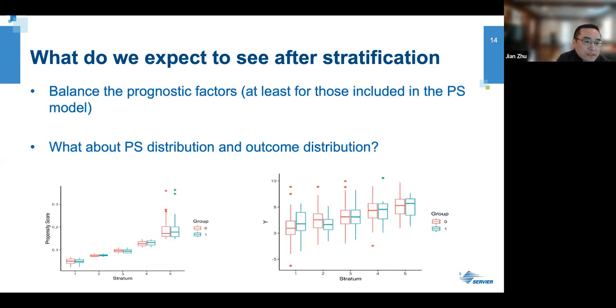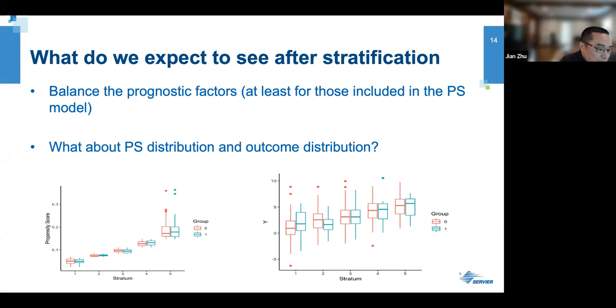Now, what do we expect to see after the stratification? Or at least, what's the goal and the reason to do this? The reason is that we aim to balance the prognostic factors, at least those included in the propensity score model. This is another issue: what if you miss some of the important prognostic factors? But for the factors included in the propensity score, we hope to achieve a better balance compared to the non-stratified version. Based on some simulation, we have an illustrative example to see the propensity score distribution and outcome distribution after stratification.